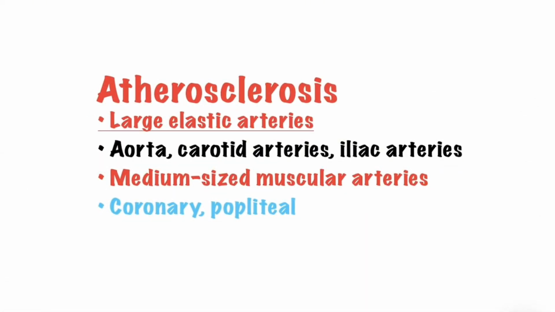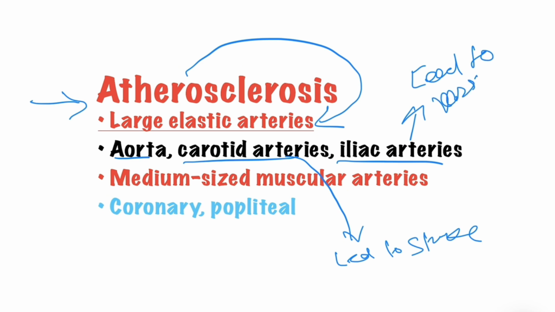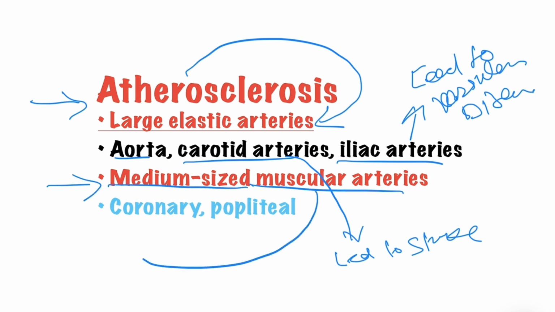Just like I told you, atherosclerosis mostly happens in the large elastic arteries: the aorta, the carotid artery, and the iliac artery. In the carotid artery, atherosclerosis leads to stroke, and in the iliac artery, it leads to peripheral vascular disease. It also occurs in medium-sized muscular arteries, for example, the coronary arteries and the popliteal artery in the leg.